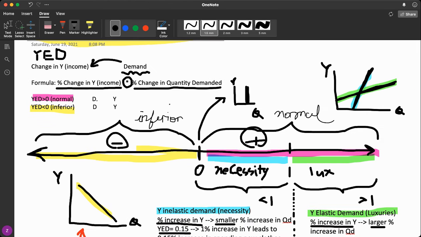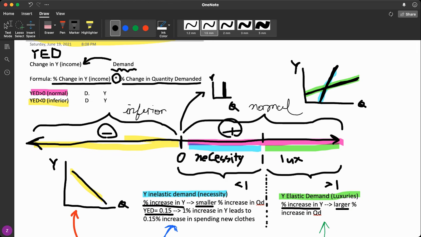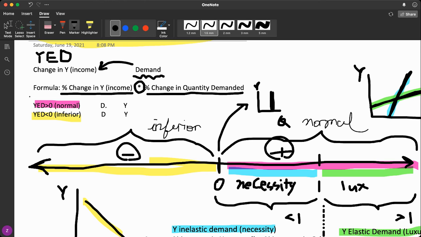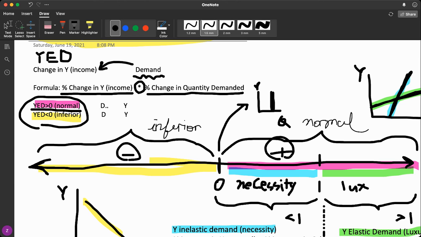So as I have mentioned earlier, YED can be both positive and negative. So when YED is greater than 0, it means that my income and demand for the good will move in the same direction. It's basically high school algebra, right? If you multiply two numbers that have the same sign, it doesn't really matter if they're negative or positive, the result is always positive. And you'll be able to imply that it is a normal good. As people become wealthier, they're more likely to consume those types of good.